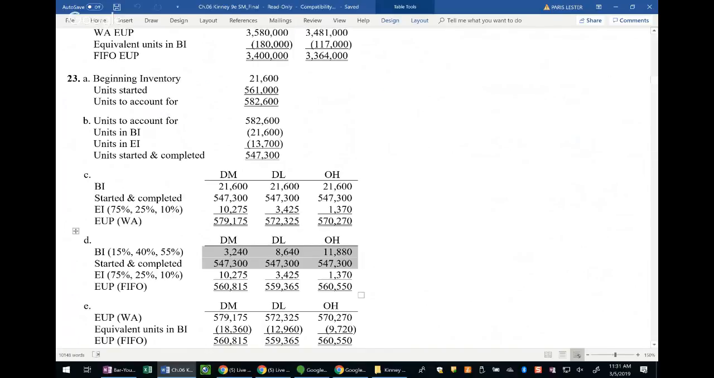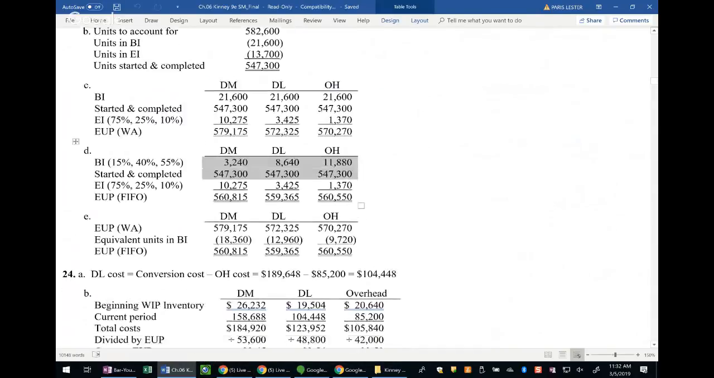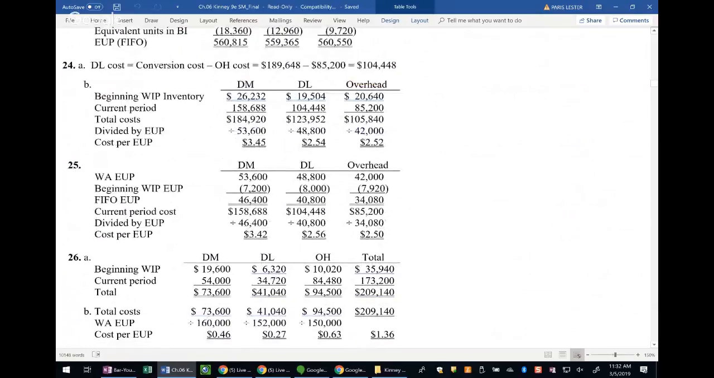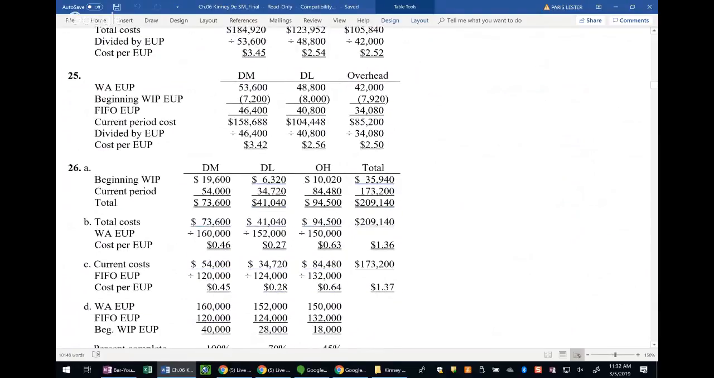Now, number 26 is cost per weighted average in FIFO. Now, when you get units, and you got the cost, all you got to do is calculate your equivalent units. Your equivalent units for materials, beginning work in process, current period. This is dollars. B part, dollars.